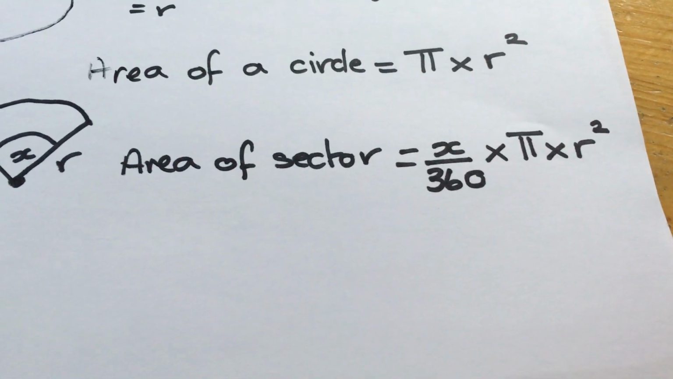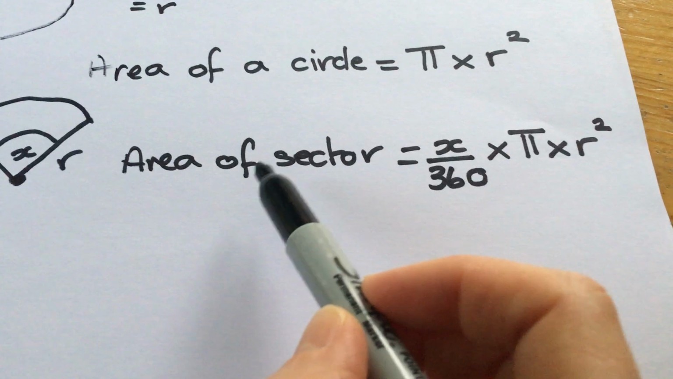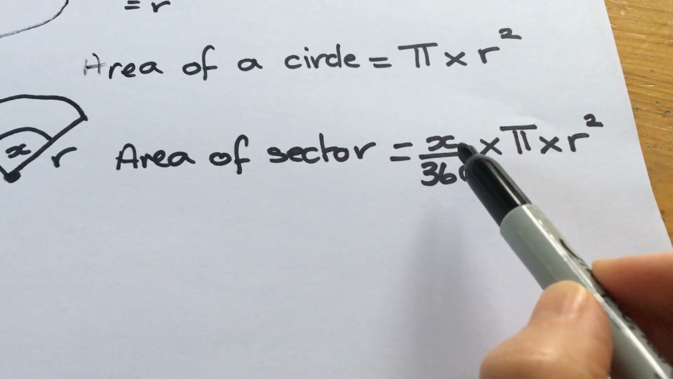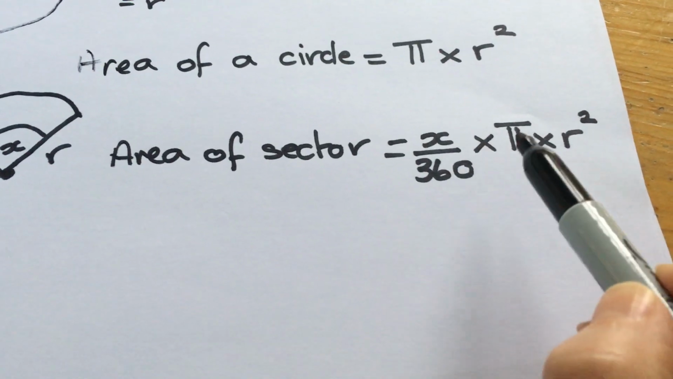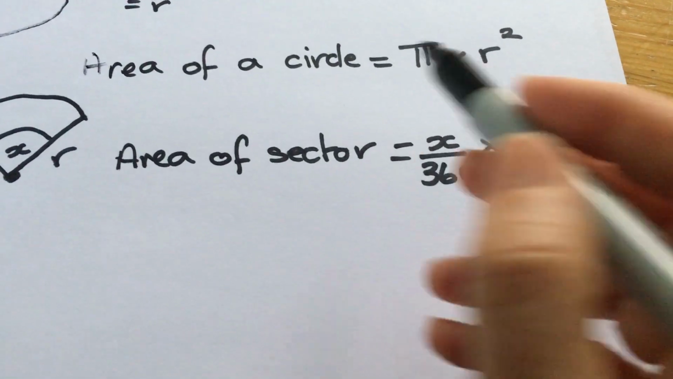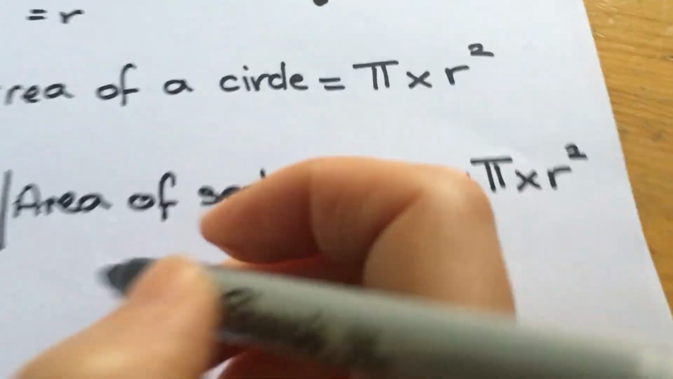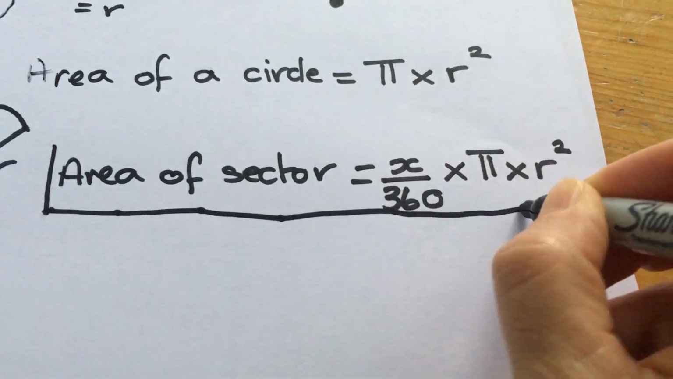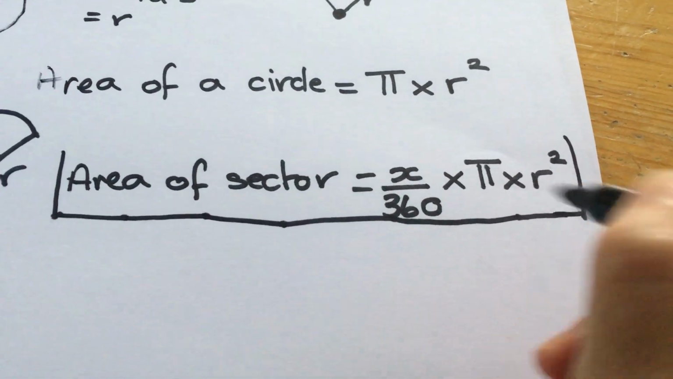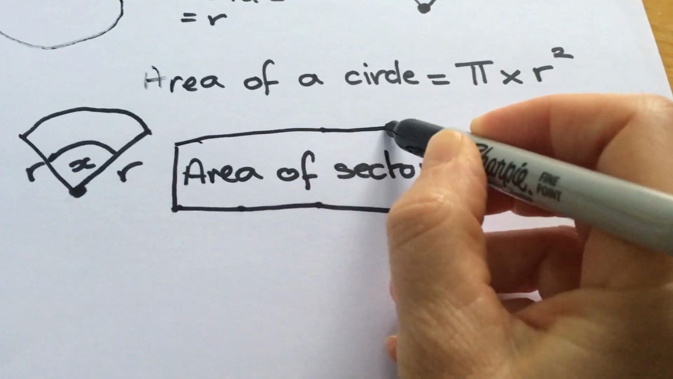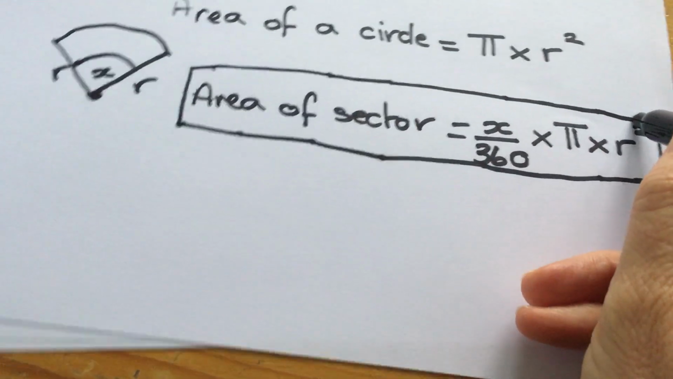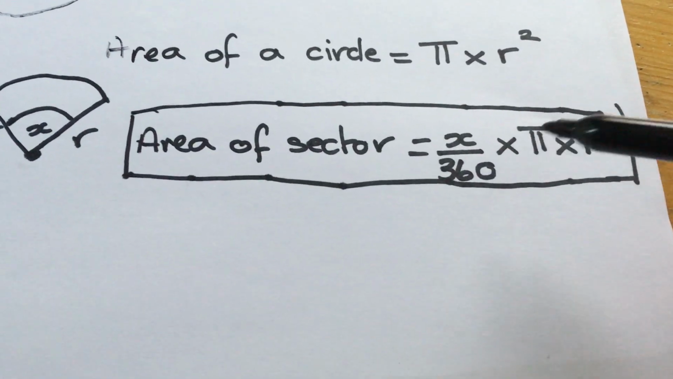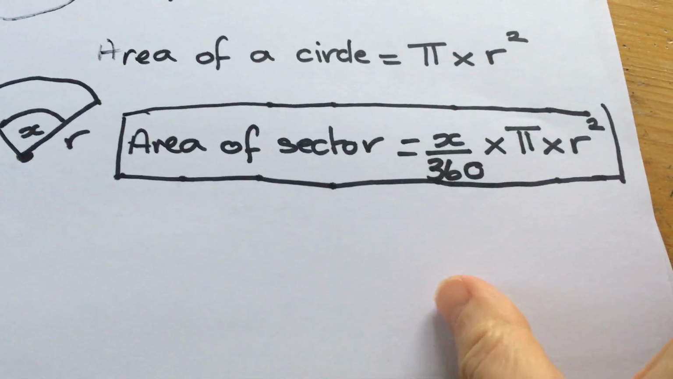So this is the rule we're going to be using today, that the area of a sector is x, which is the angle of the sector, divided by 360, times pi times the radius squared. So this is the rule I would write down, as we're going to be using that today. Okay, now when we put it into our calculators, I would put it in as one whole calculation.